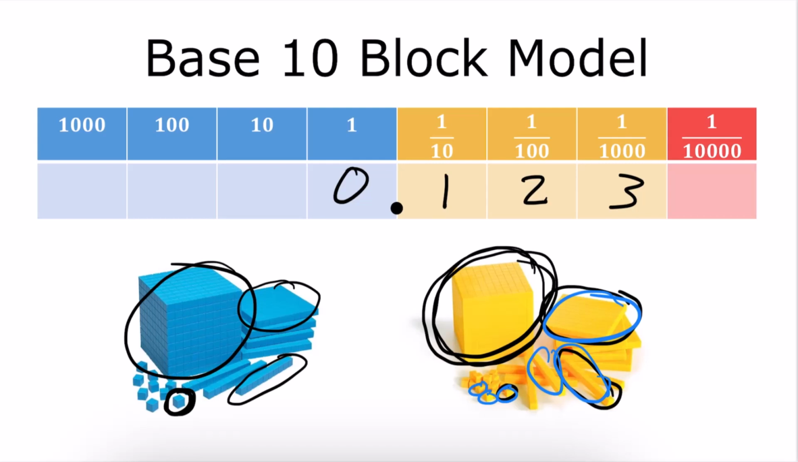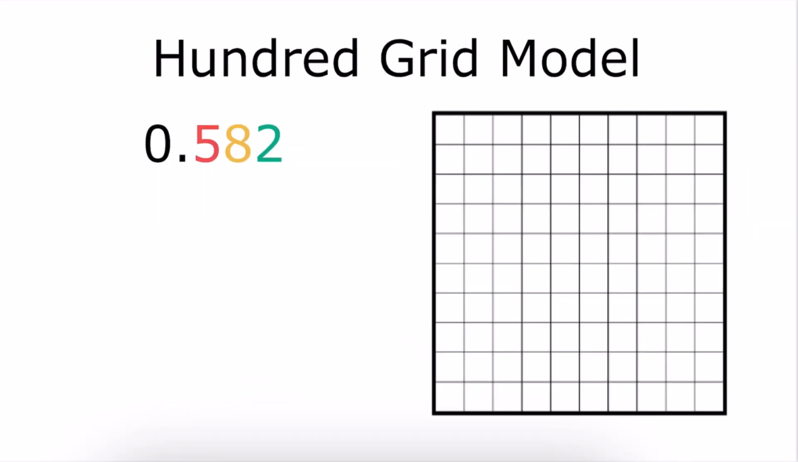But that being said, it's also important to give your students other models of decimals because it will help them develop several different ways of seeing decimals. And also, other models like two-dimensional and one-dimensional models will be easier to draw on paper. So, a common two-dimensional model is the 100 grid model.